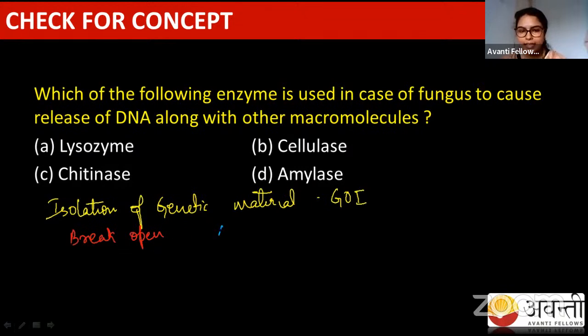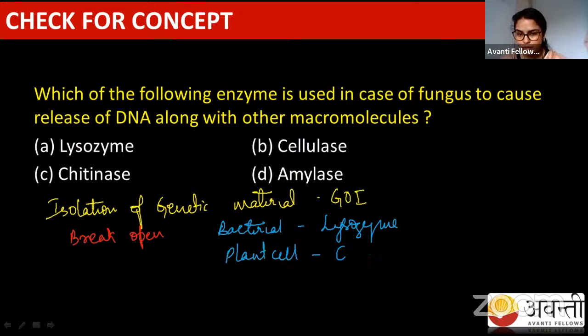For the bacterial cell, what did we take? For the bacterial cell, we took lysozyme. For the plant cell membrane or cell wall, we took the enzyme cellulase. And for the fungal cell, we took the enzyme chitinase. That much we know.